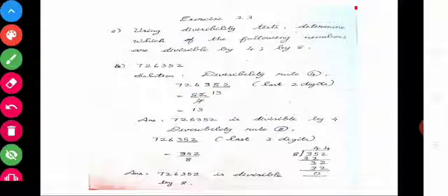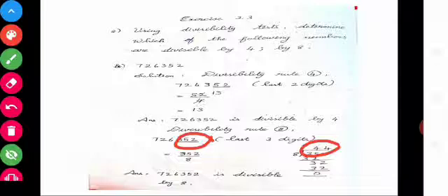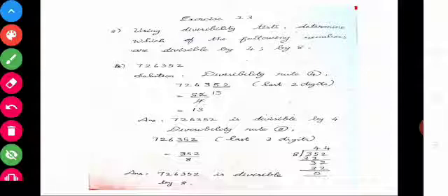Then check divisibility rule 8. The last three digits, it is divisible by 8. What is that last three digits? 352. It is divisible by 8. So that answer, what is that? 44 8s are 352. So the sum 7,26,352 is divisible by 8.